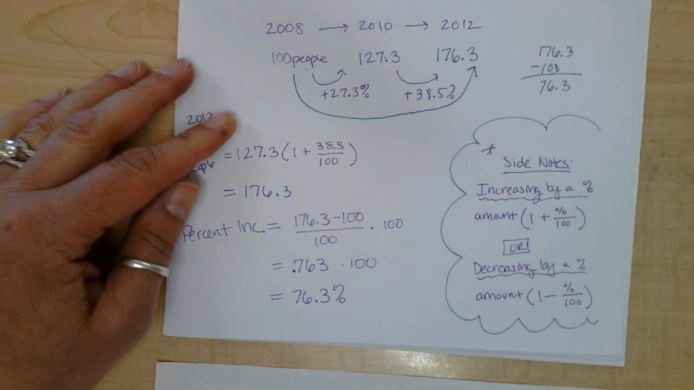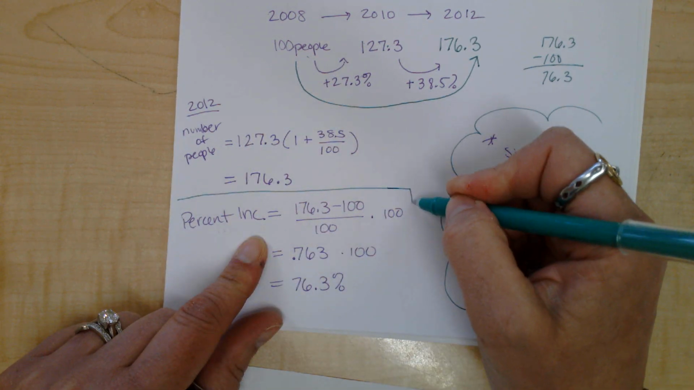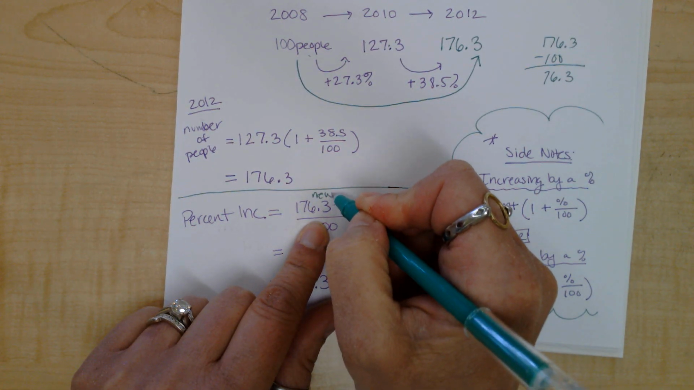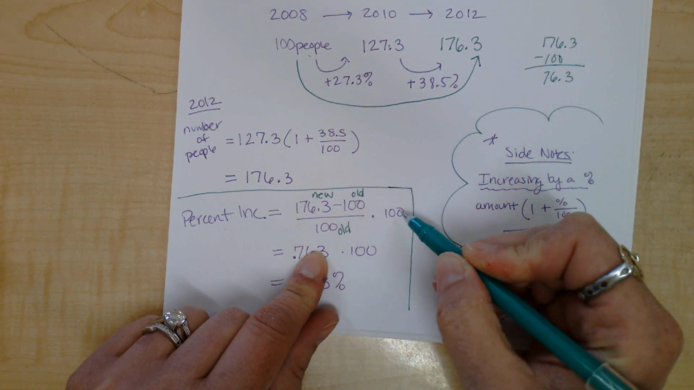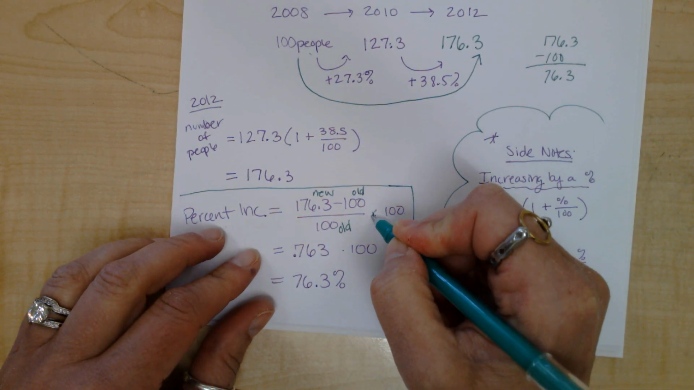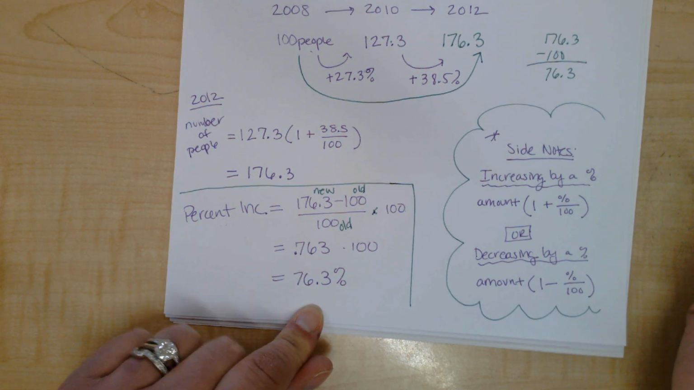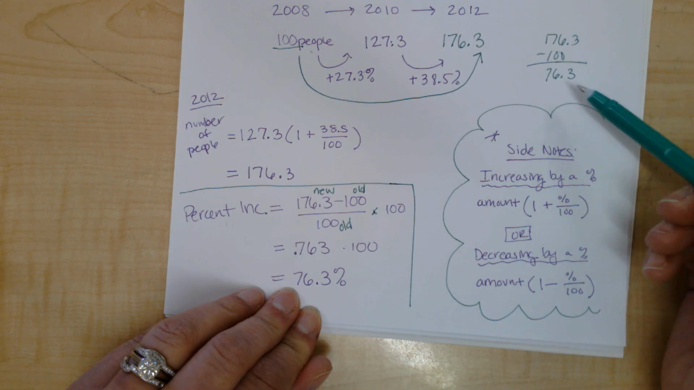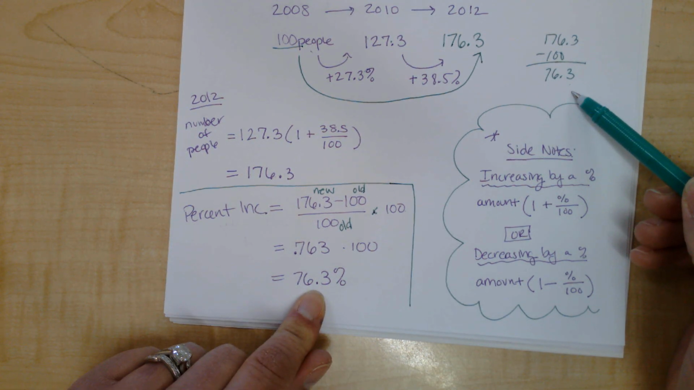Now, the math behind it: if we do percent increase, which was the last problem that I showed you, we took the new minus old, divided it by old, and multiplied it times 100, we do get 76.3%. But because we're working with such a nice number like 100, we could just simply subtract it and we get the exact same answer.